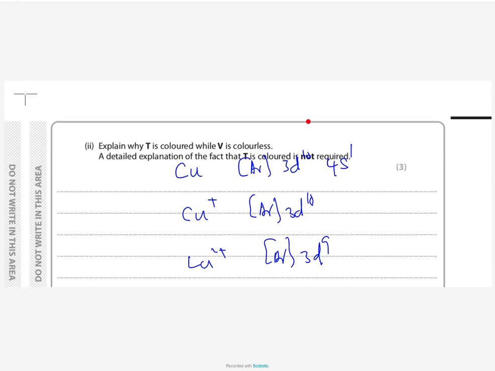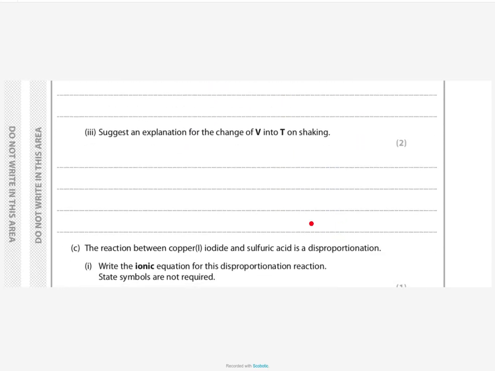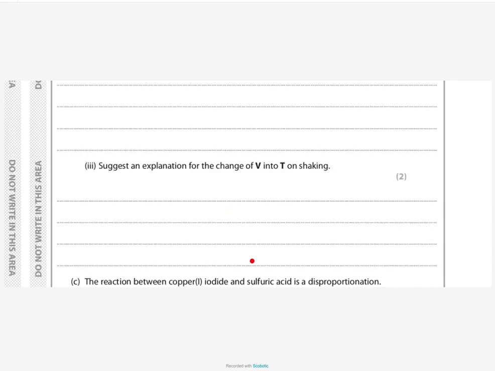So here, the reason for the color is not necessary. Just try to distinguish why one is colored and why the other one is uncolored. Repeat the answer.